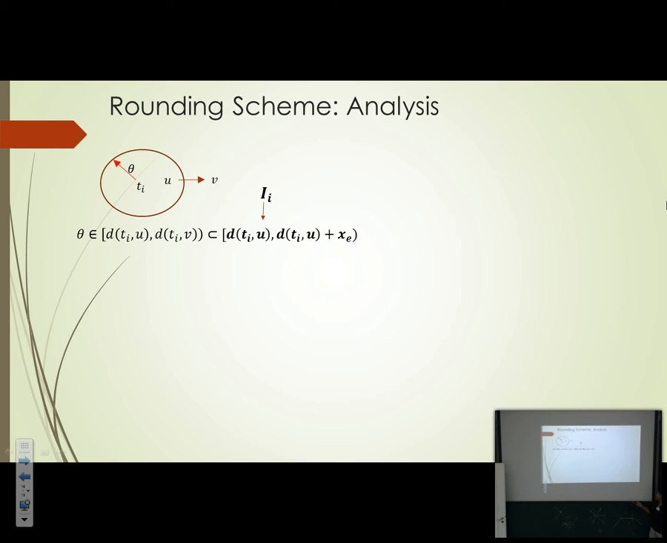By triangle inequality, the distance function satisfies the triangle inequality. So the distance from Ti to v is at most the distance from Ti to u plus this length xe, where e is this edge uv. So theta must lie in this range if edge uv is cut by the theta radius ball around Ti. So the probability that an edge e is in the final cut is less than or equal to the probability that theta is in this union of ranges.